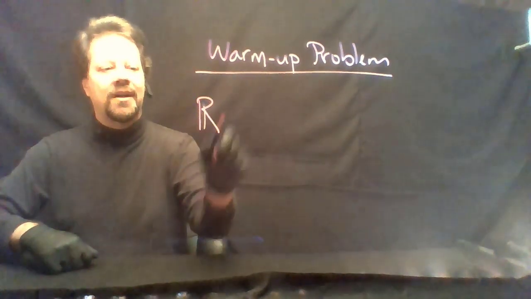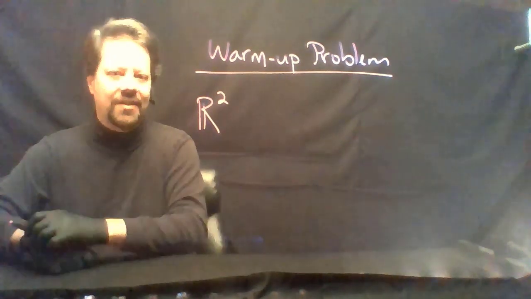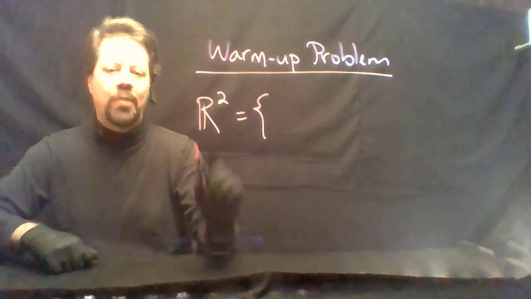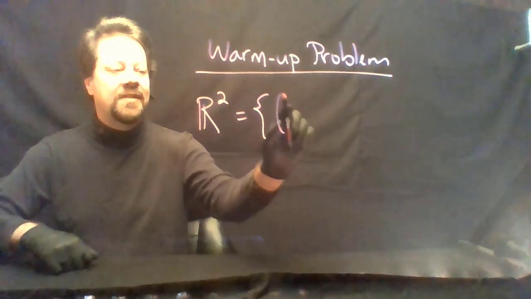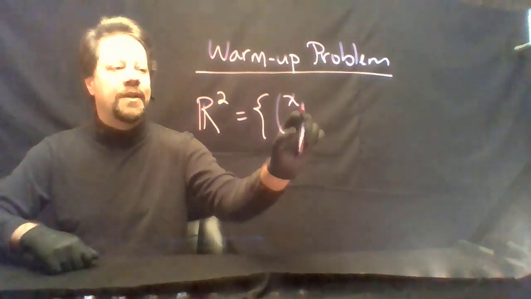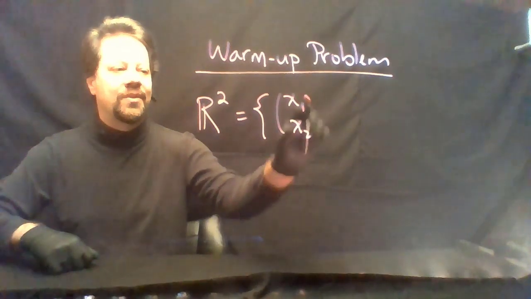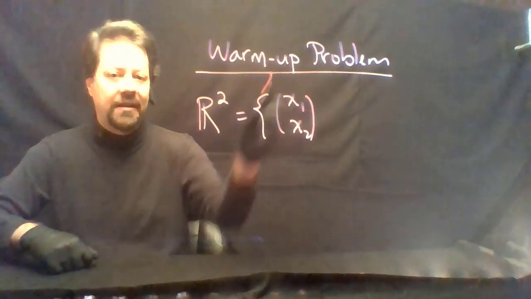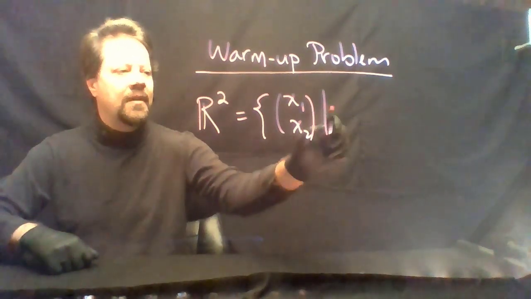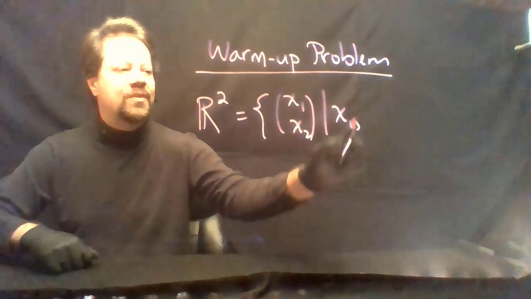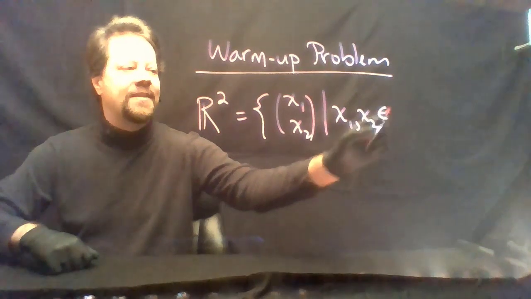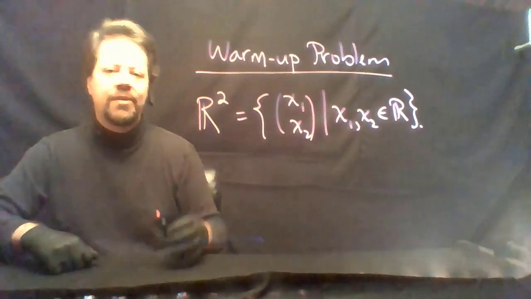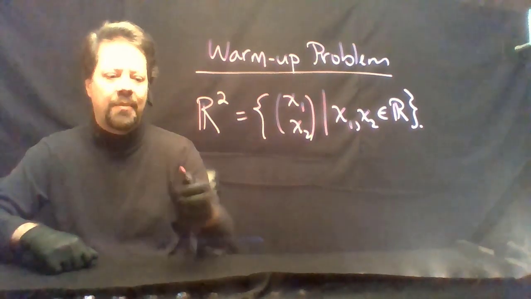We're going to start with a set called R2. It's more than just a set. It is a collection of points where we have two coordinates, x1 and x2. We are going to look at these as column vectors, such that x1 and x2 are elements of the set of real numbers. We're going to impose on this set two operations.